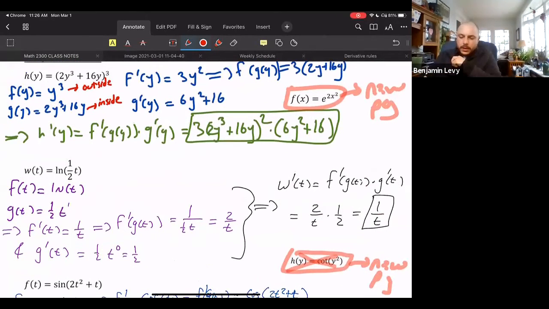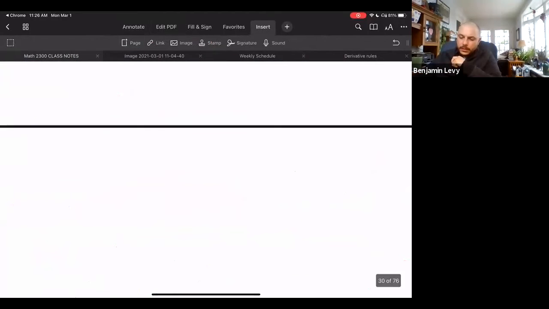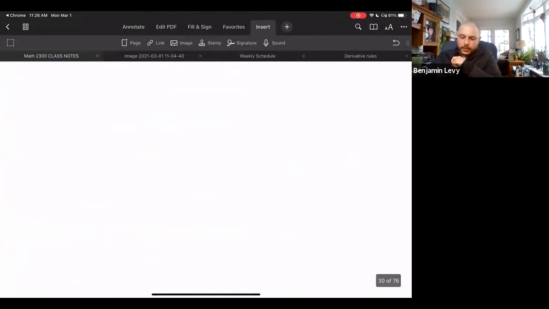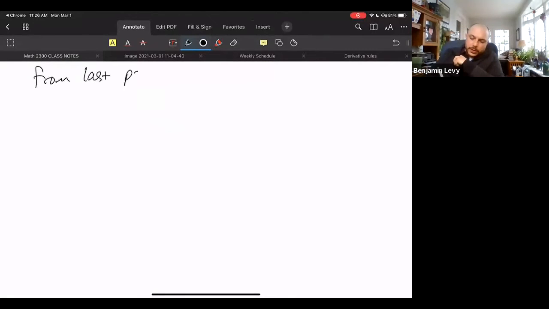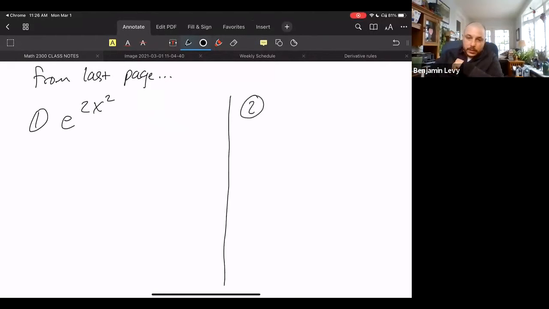All right, well, if not, I'm going to slip another page in here, like I mentioned, and we'll do these two that got X'd out. Yep, blank page, great. So I'm just going to copy those two back over. So from the last page, e to the 2x squared was one of them. Let's put a line right here and we'll do the other one right next to it. The other one was cotangent of y squared.